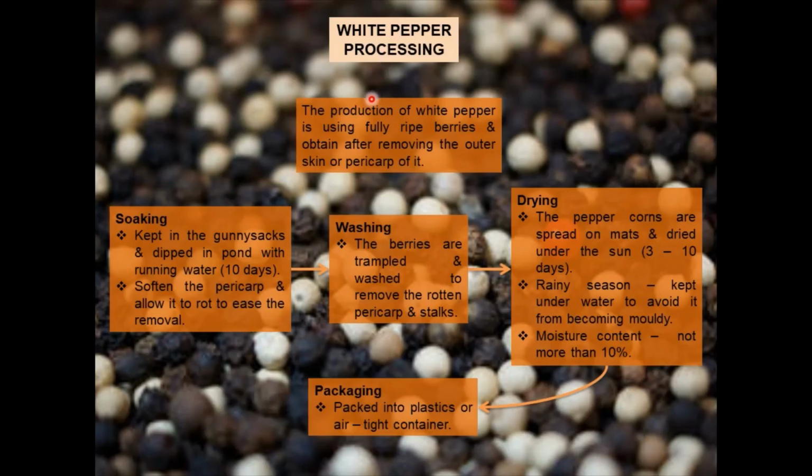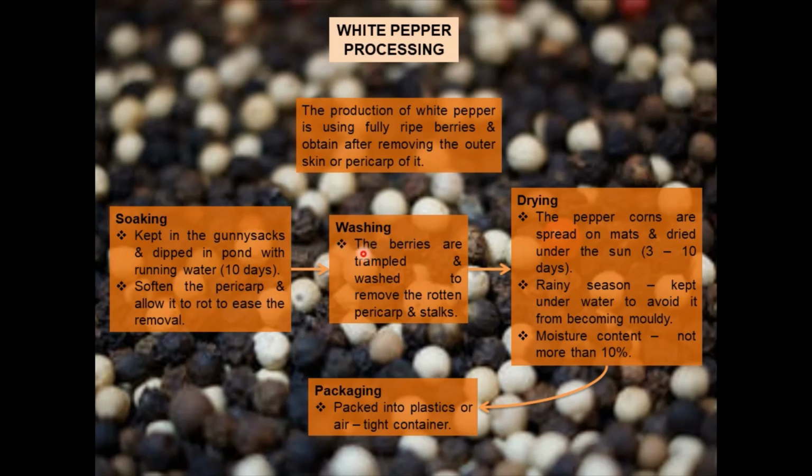White pepper processing. The production of white pepper uses fully ripe berries, obtained after removing the outer skin or pericarp. There are 4 stages. The first one is soaking. The berries are kept in gunny sacks and dipped in a pond with running water for 10 days. It will soften the pericarp and allow it to rot to ease the removal.